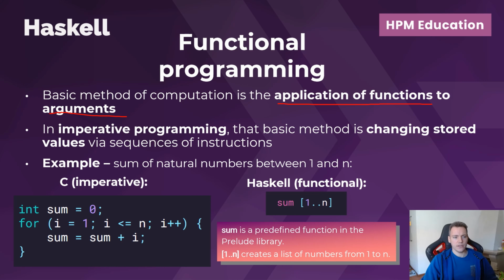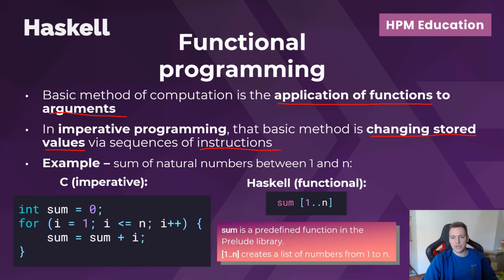On the other hand, in imperative programming, the basic method of computation is changing stored values via sequences of instructions. So once an imperative program is run, it will follow a sequence of instructions on how to do what it's supposed to do, rather than necessarily applying functions from beginning to end to get to its result.